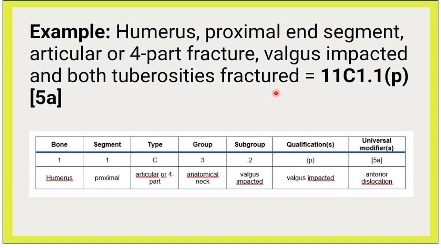Because both tuberosities are fractured, this is known as P. Otherwise, it will be N or O, depending upon which tuberosity is fractured, either the greater tuberosity or the lesser tuberosity. So this is P because both tuberosities are fractured, and valgus impacted. So this is a qualification, and this will be put in a bracket. So next is the universal modifier, that is 5A. Since this is an anterior dislocation, this comes under the 5A category. So that is 5A, that will be mentioned in the square bracket. So this is how you will be categorizing the fracture according to the AO or OTA classifications.